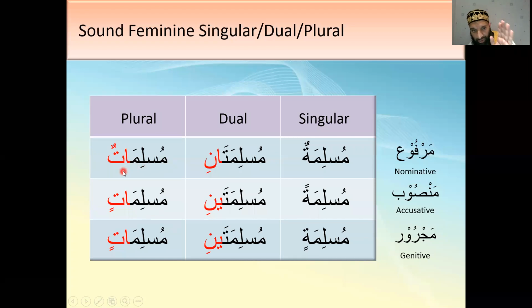is the plural for women. Atun and atin. That's it. Atun and atin is plural for women. Muslimatun is marfu, many Muslim women. Muslimatin is many women, mansub or majroor. So if you see Muslimatun in the Quran, you know it's many Muslim women. If you see Muslimatin, it's many Muslim women. It's just the case is different. Just recognize them both and know the case.